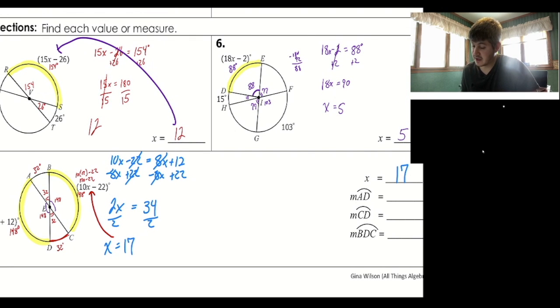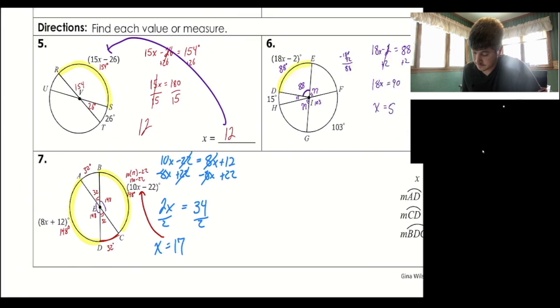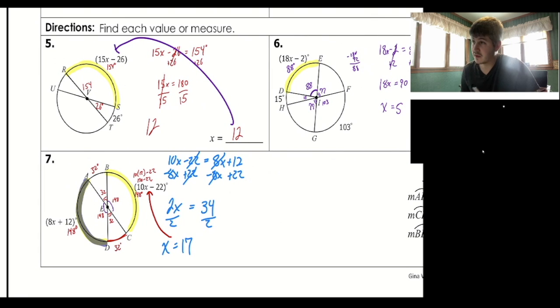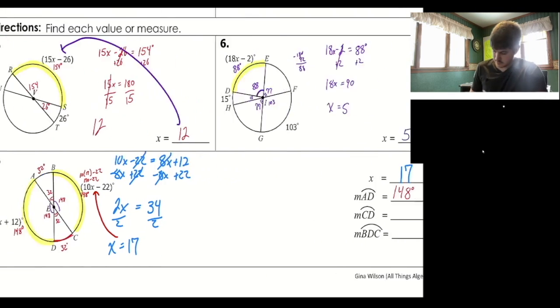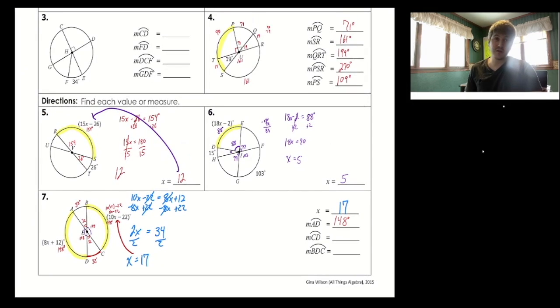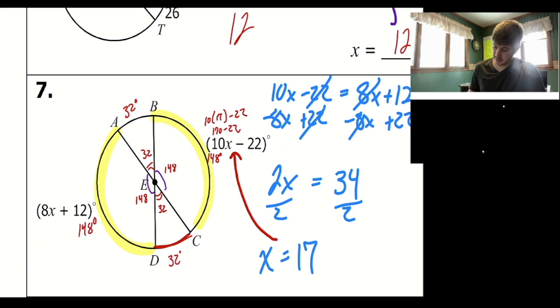So arc AD, that's 148. The next one they want is arc CD. That's easy. I already have it labeled right here. 32.